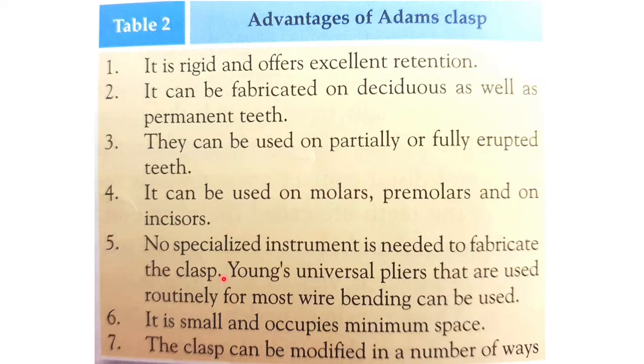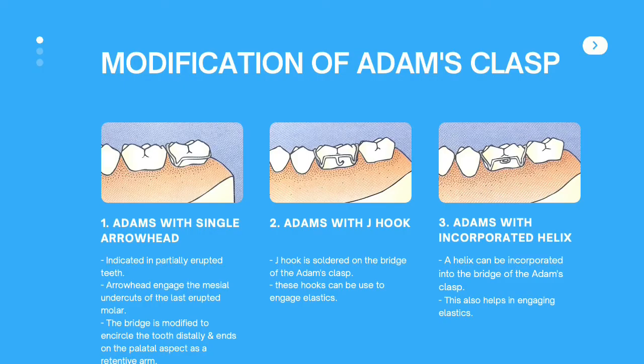We can use Young's universal pliers to fabricate the Adams clasps, and it is small and occupies minimum space, and the clasps can be modified in a number of ways. There are 7 ways to modify the Adams clasps. The first one is Adams with a single arrowhead.